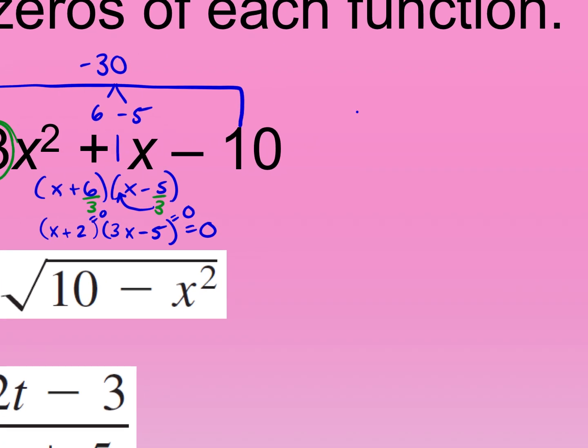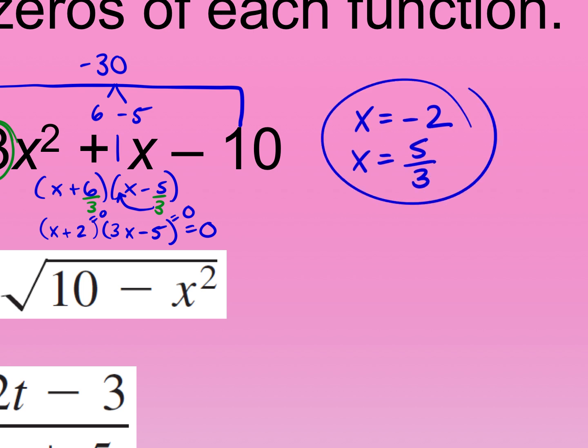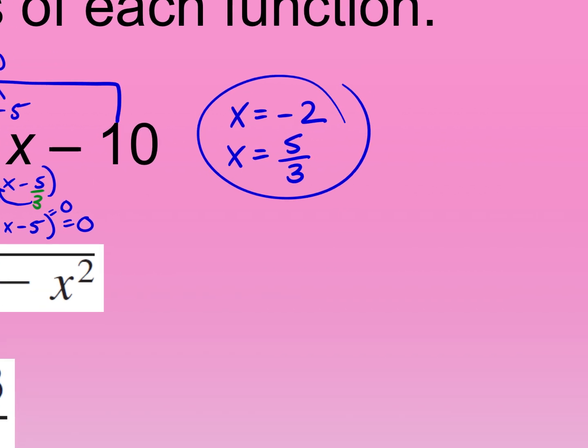From here, we're solving, so we're just going to set each piece equal to 0. So what does x equal? Negative 2 and 5 over 3. Awesome. So those would be our 2 solutions. If I were to graph this function, I'm going to cross the x-axis at negative 2 and 5 over 3, which would be a little bit less than 2.